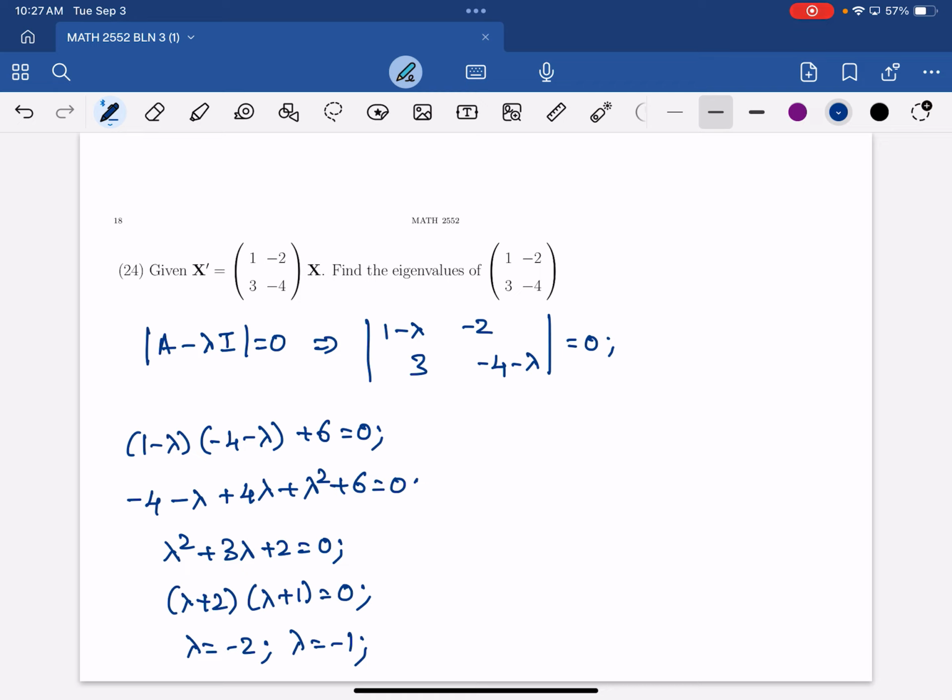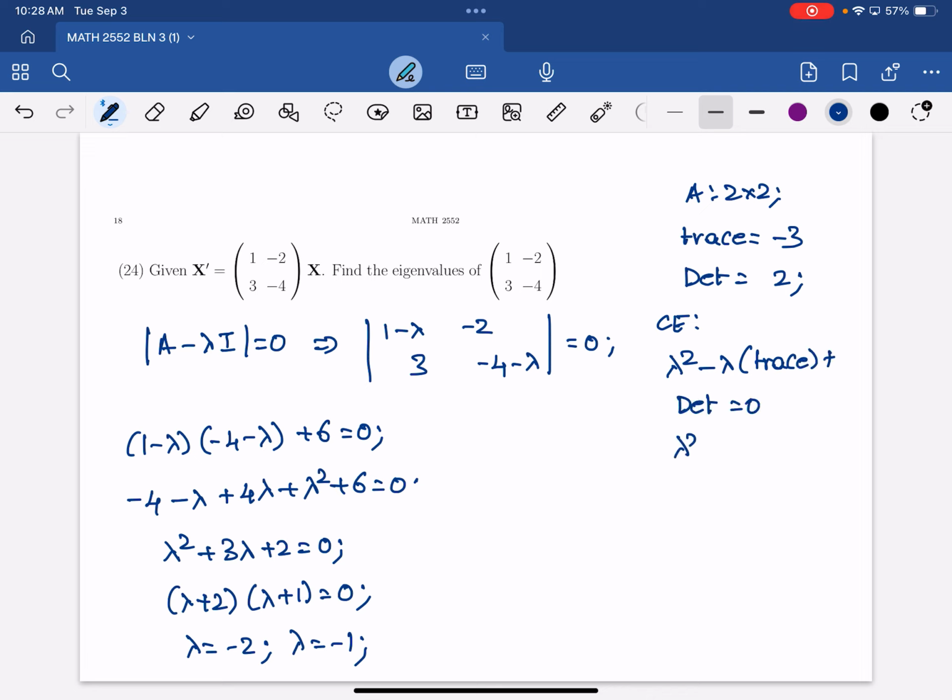So one other way: your A is a 2 by 2 matrix. So the trace here, you're familiar with trace, right? Trace here is negative 3. The determinant is 2, I think. And your characteristic equation would be lambda squared minus lambda times trace plus the determinant equals 0. So you get lambda squared plus 3 lambda plus 2 equals 0, which will give you lambda equals negative 1, negative 2. So you could go both ways, whichever pleases you.